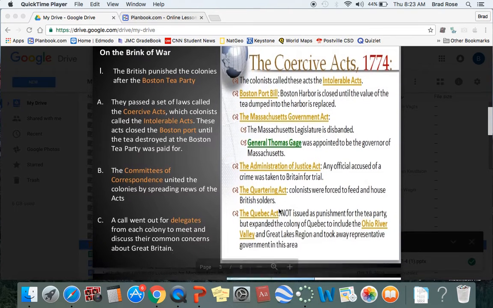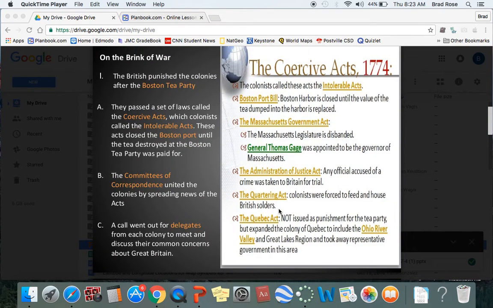Okay. But again, we leave off with the Boston Tea Party. The Boston Tea Party was a form of protest by the Sons of Liberty to show that they were upset with the British government trying to force them to buy British tea from the East Indies instead of buying cheaper French tea. So again, as a form of protest, they dumped this tea into the Boston Harbor.